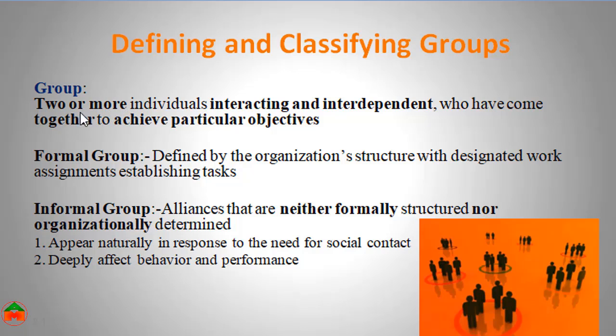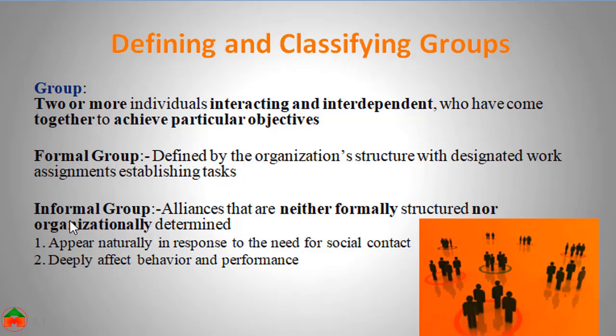Groups are defined as two or more individuals interacting and interdependent who have come together to achieve particular objectives. That means two or more individuals who came together to achieve a set goal is known as group. There are two main types of groups, formal group and informal group. The first is formal group, where the organization establishes the group with a defined work task and outcomes. That means formal group is established by the organizational structure where the organization designates the work with the specific task.